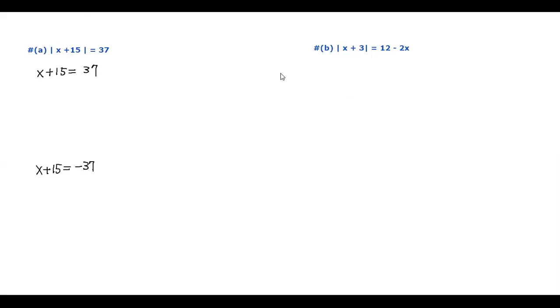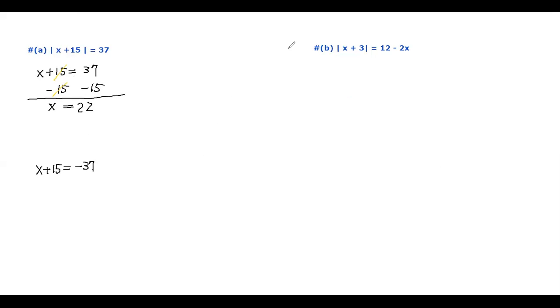Now from the previous video, I know how to solve the equations. So subtract 15 here. The 15 cancels, so what I have is 37 minus 15, which is 22. So x equals 22.